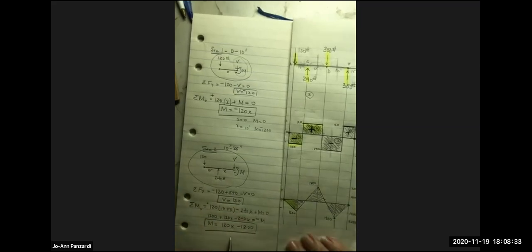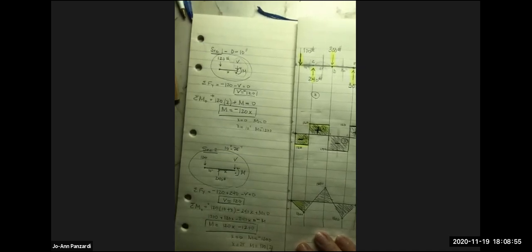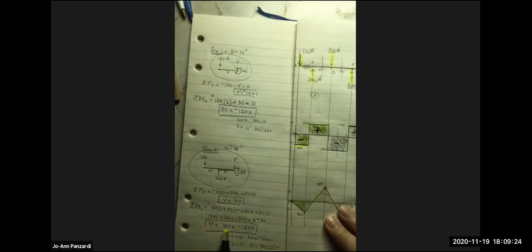So when X is zero, remember X is only the distance between here and here in that section. When X is zero, the moment is negative 1200, which checks out because it's already negative 1200. When X is 25, the moment turns out to be 120 times 25 minus 1200, which turns out to be 1800. And sure enough, at zero, it's 1200. At the distance of 25, it's 1800. And this is linear because we have an X in here. It's a linear equation.